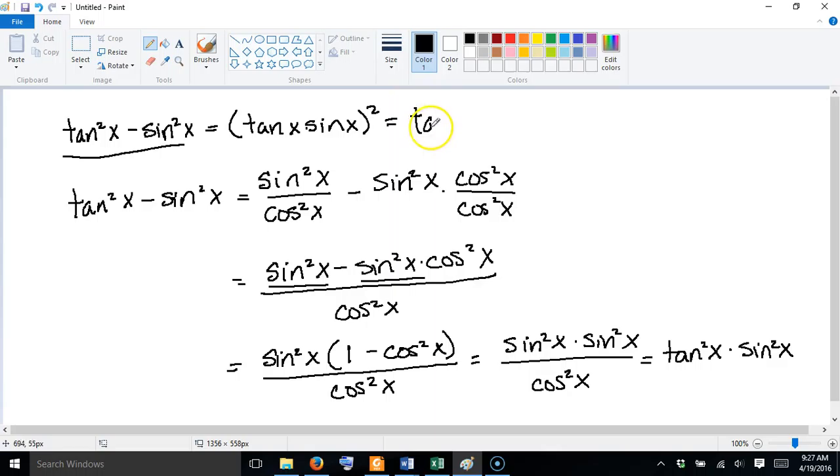Tangent, still sloppy, but oh well. Sine squared. You can either show that these two are equal to each other, or you can just go one more step and say that this right here is equal to tangent x sine x, all squared. And we're done.